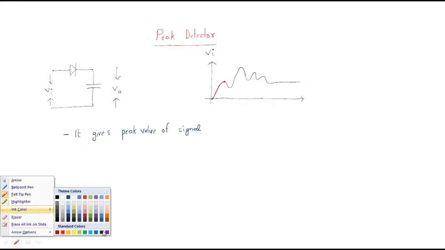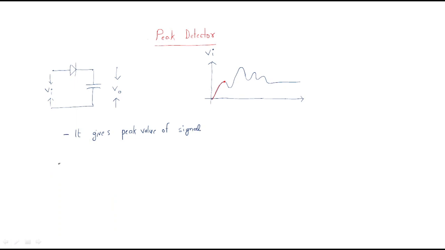So for example, just look here. In this case, initially the capacitor stores like this. This is the V0 voltage and this is the Vi voltage. Up to this value it is fixed. After the input reaches its maximum value, take it for example as V1. When Vi is less than V1, the diode becomes open.